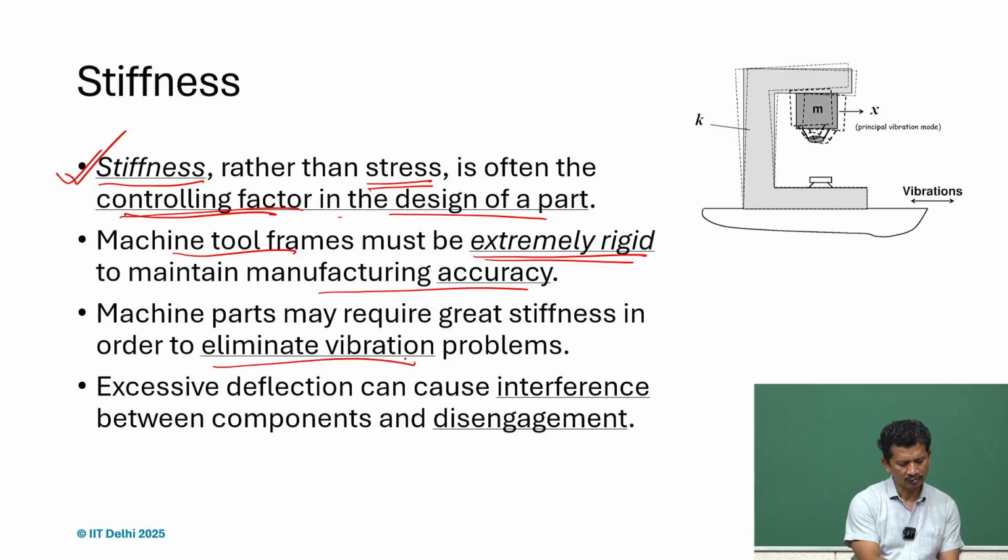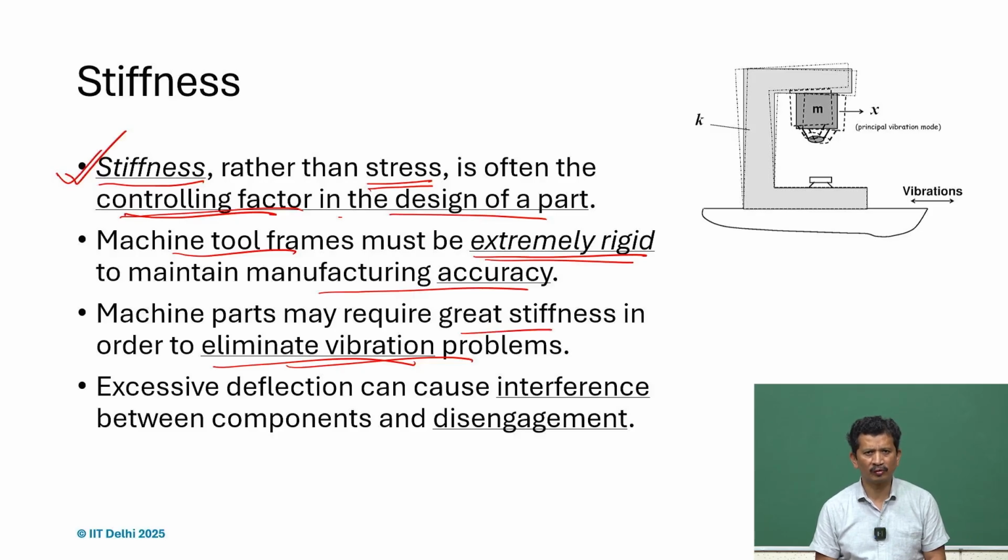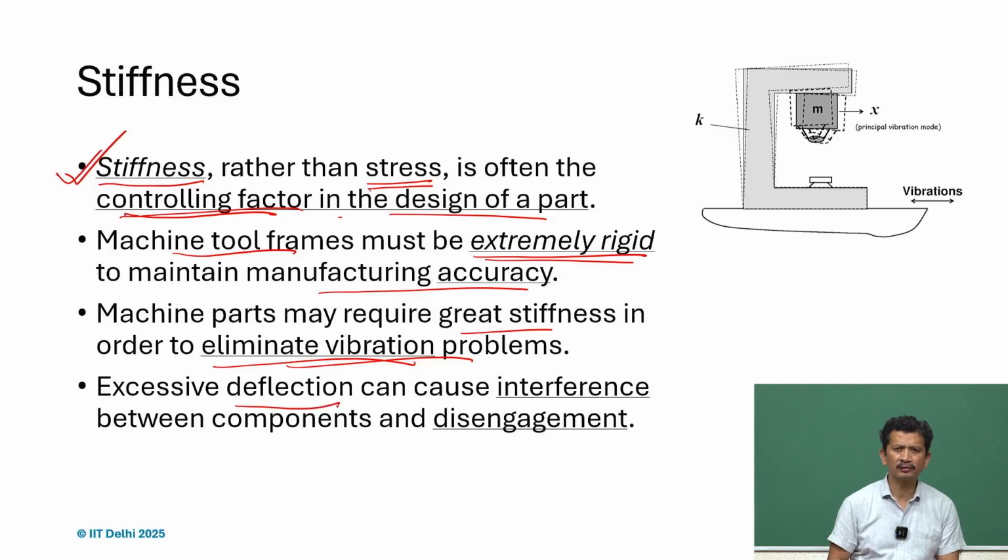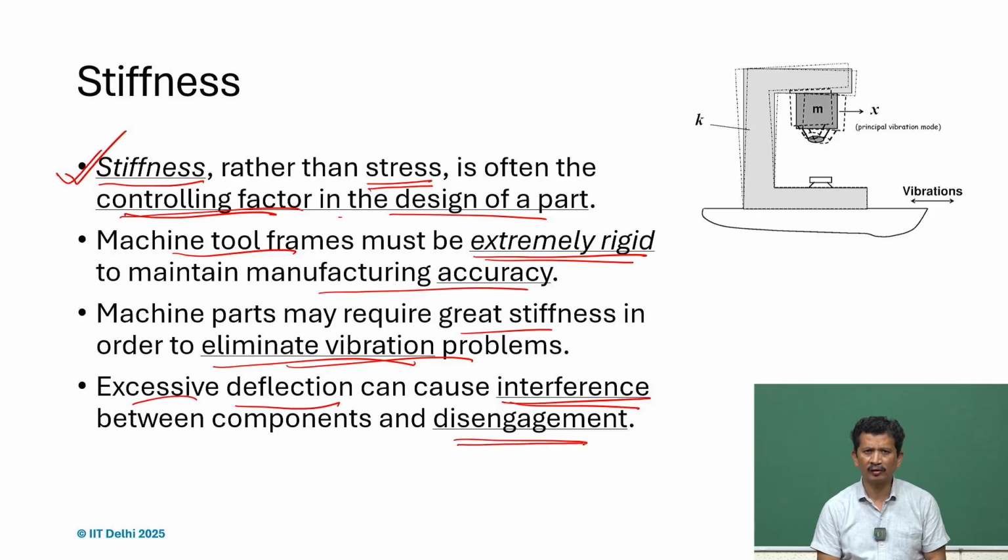Also, the vibration issues we want to eliminate, and that is why we want to have very high stiffness in most of the parts we design. But we also understand that since stiffness is related to deflections, if there is excessive deflection in any component or part, there can be a lot of interference between the components. At the same time, there can be disengagement as well.